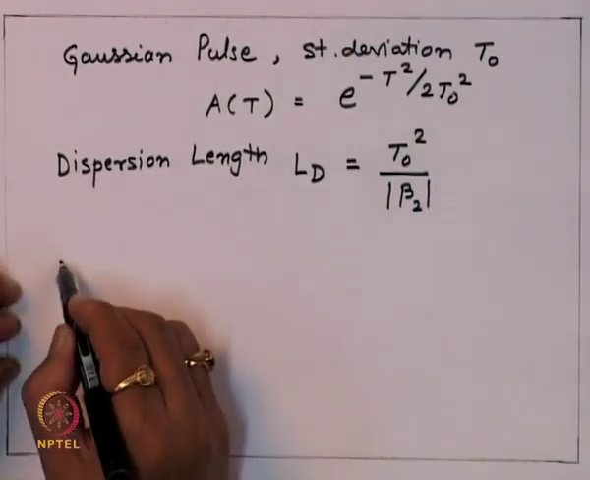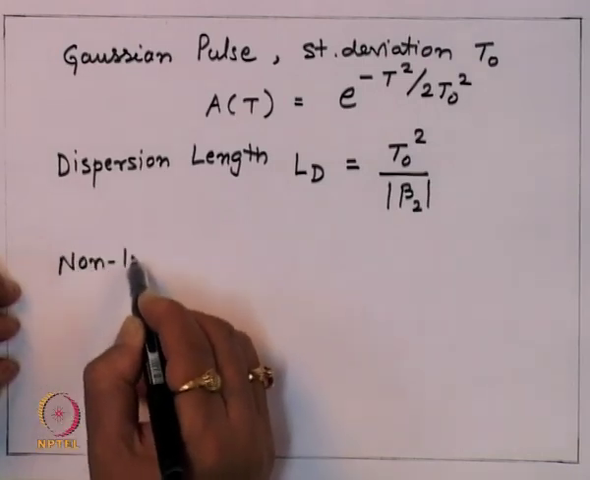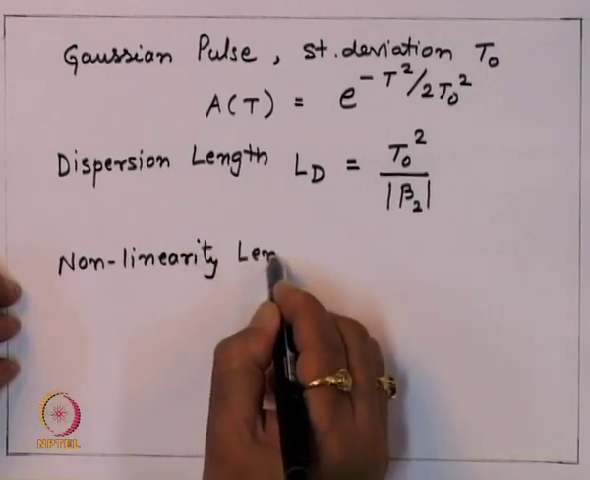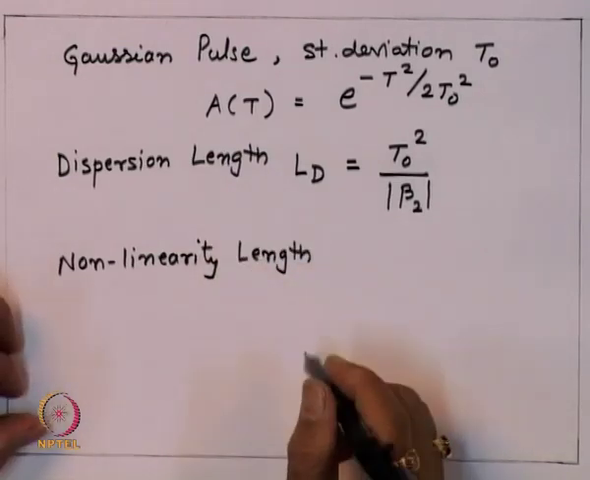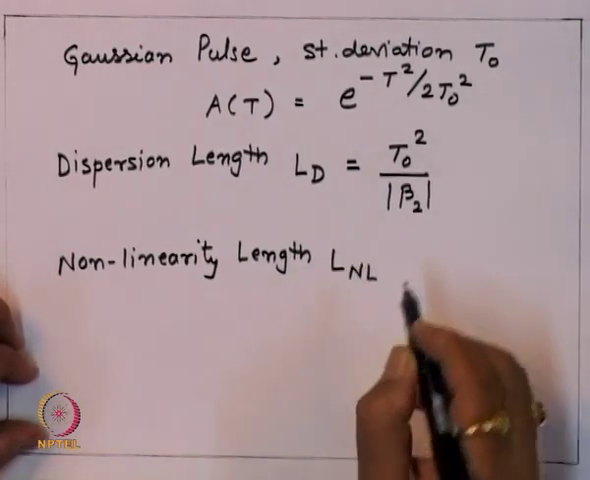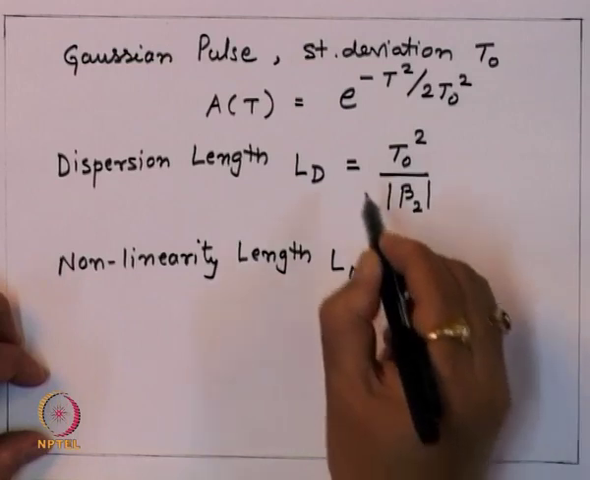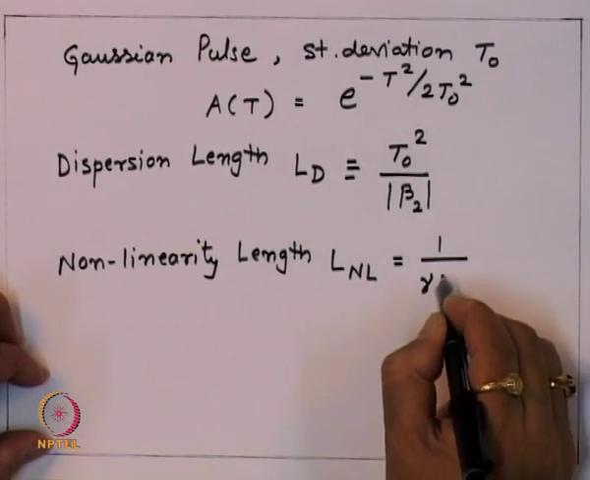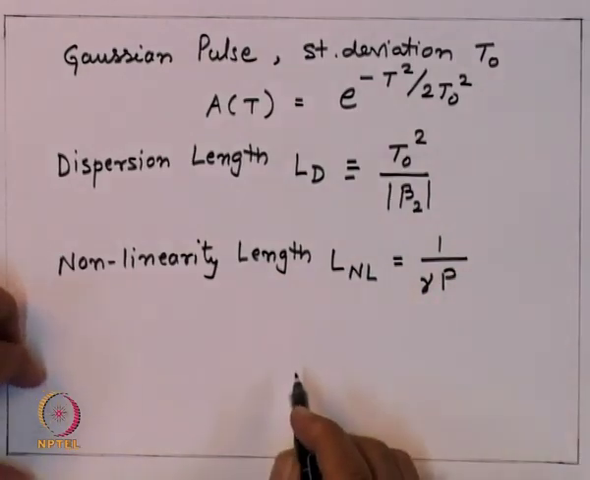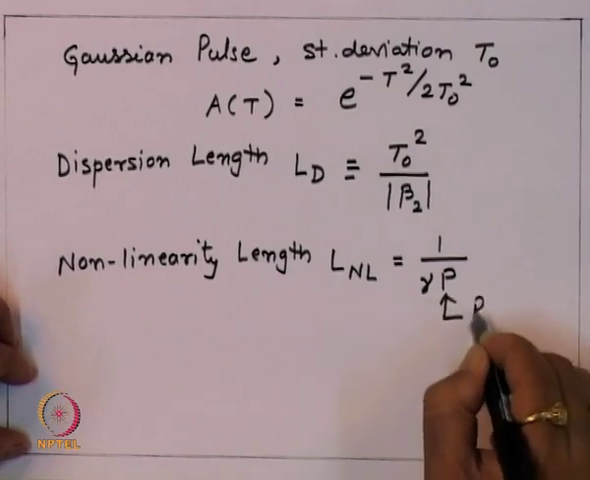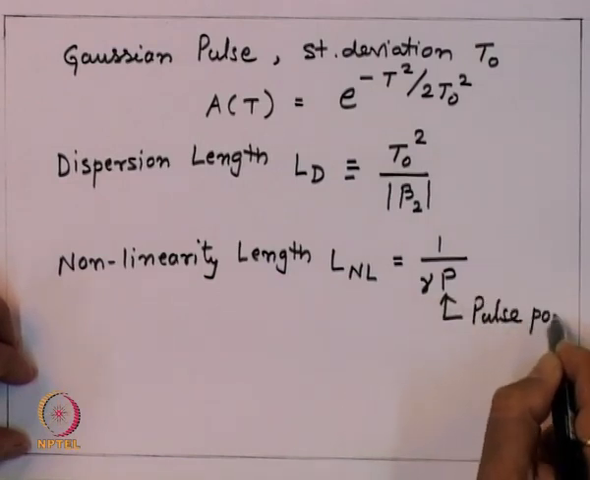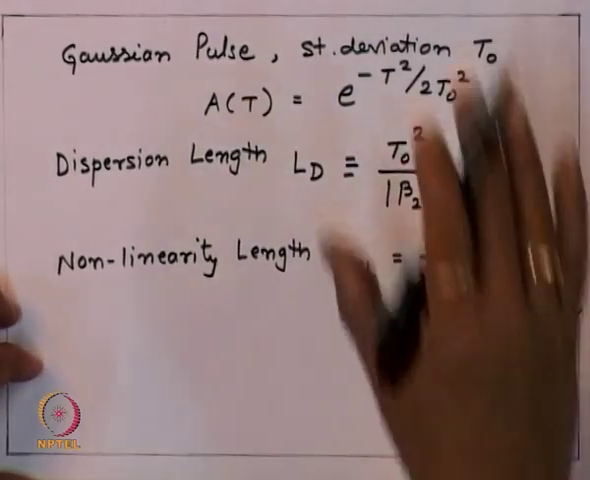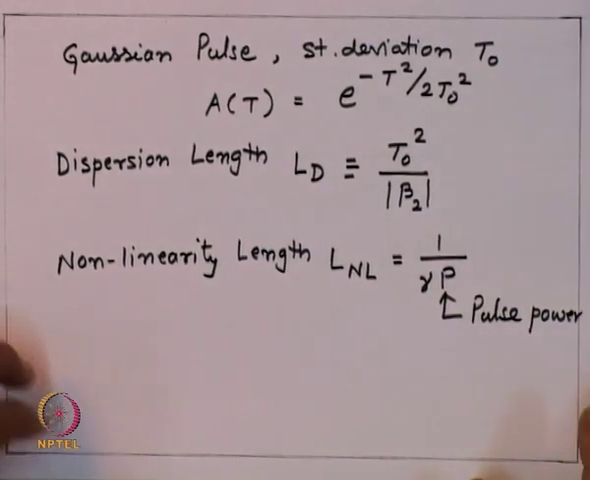One can define the other characteristic length, which is called the nonlinearity length, L N L, and that is defined as 1 upon gamma into P, where P is the pulse power and gamma is the nonlinearity parameter as we have defined in the nonlinear Schrodinger equation.